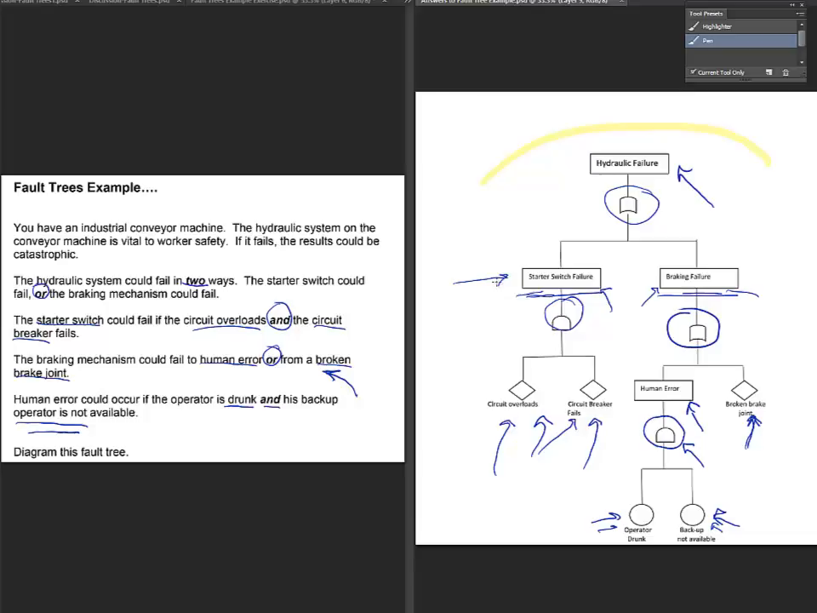Now, generally, just as a convention, we use these lines to connect everything together. We don't have diagonal lines, we have straight lines. They're either horizontal or vertical, and those connect everything together.